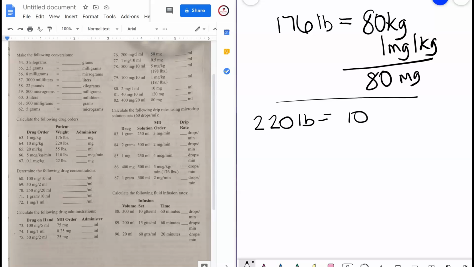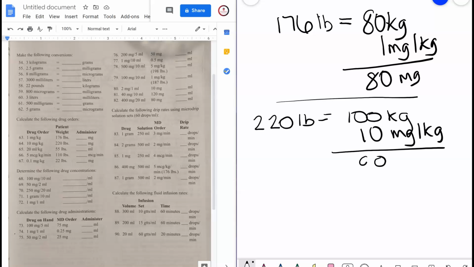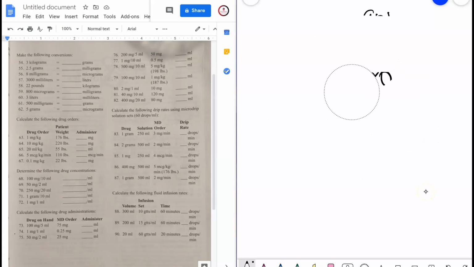Okay, a 220-pound patient, another benchmark. This is a 100 kilogram patient. You want to give this patient 10 milligrams per kilogram. So, going to multiply. So 1, 2, 3, drop that down. 1, 2. So your total dose is going to be 1,000 milligrams.